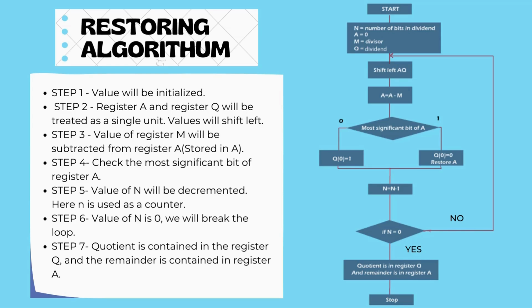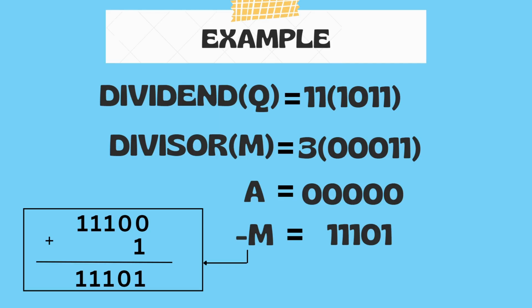If n is not equal to 0, then you have to return to the shift operation and perform the following steps until the required condition is satisfied. That is all for the flowchart of this algorithm. Now let's look at an example for better understanding.